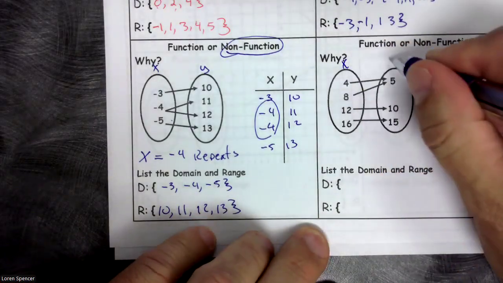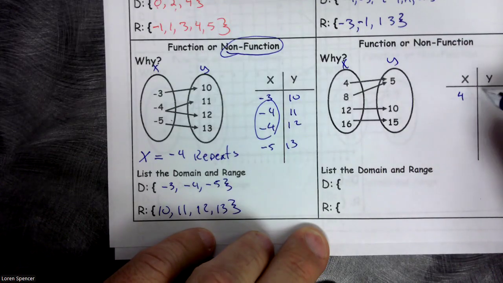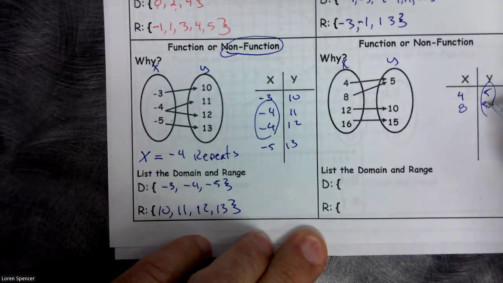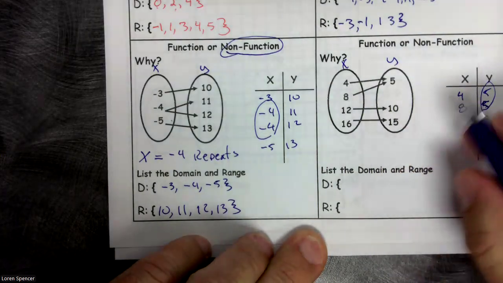Once again, we have our X's and our Y's. And I see a 4, 5, and an 8, 5. And immediately I go, hey, the 5s repeat. But Y's can repeat, so that doesn't make it not a function. It's the X's that can't repeat.